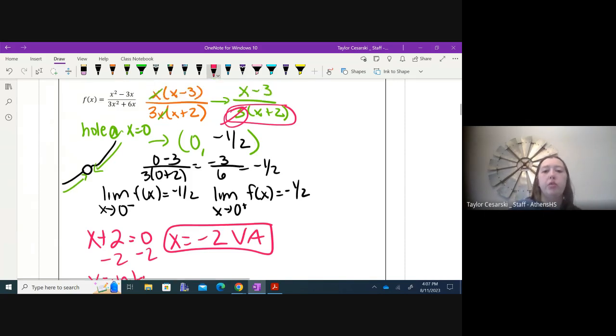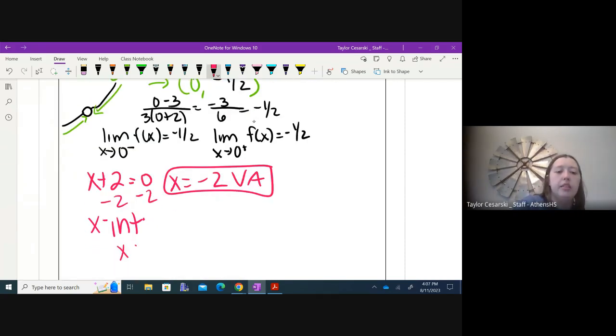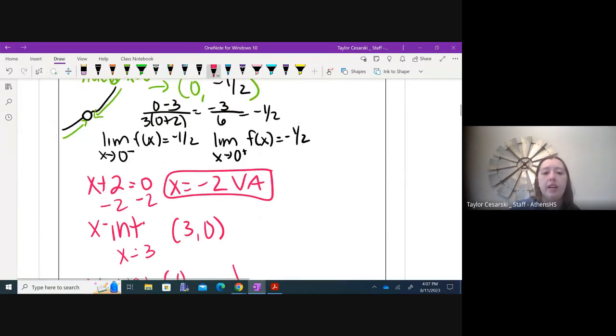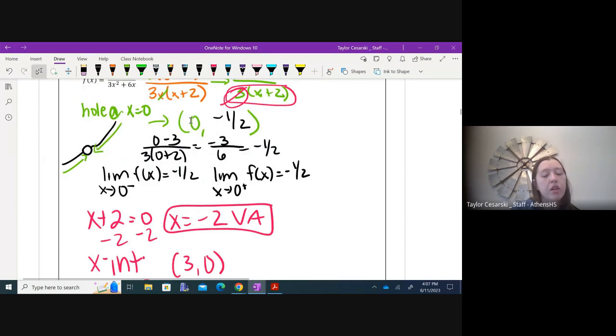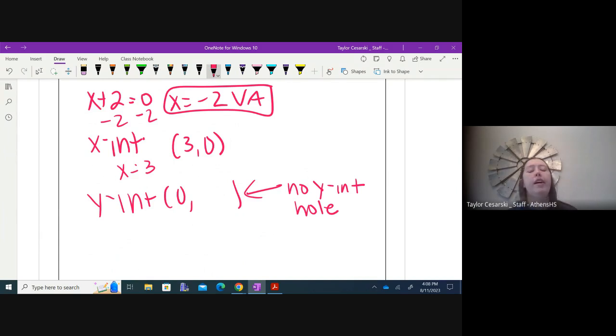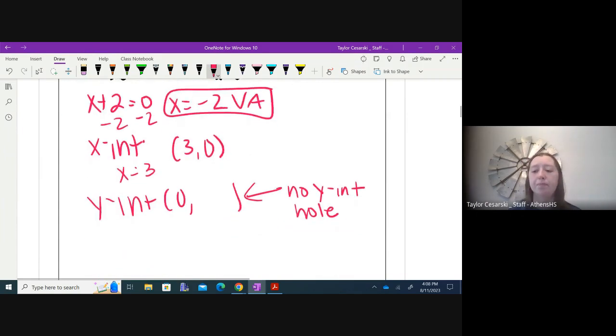X-intercept, set the numerator equal to 0. It was x minus 3, so that means x equals positive 3. I like x-intercepts and y-intercepts written as ordered pairs. X-intercept means the y value is 0. Now, if I wanted to find the y-intercept, that means the x value is 0. In this case, there's a hole at 0, so there's not going to be a y-intercept there because that was a hole. Okay, it's just going to approach. If I didn't have a hole at 0, though, I would just plug in 0 for all my x's and see what happened.